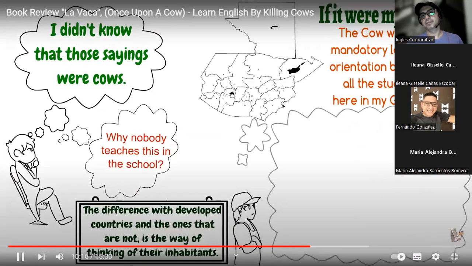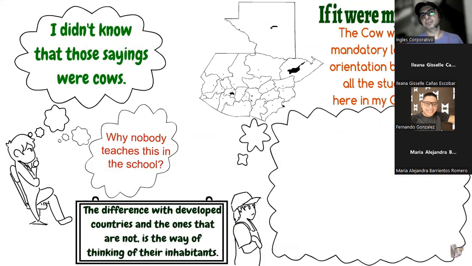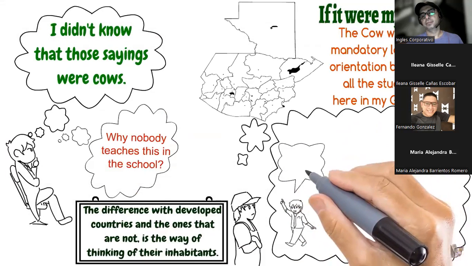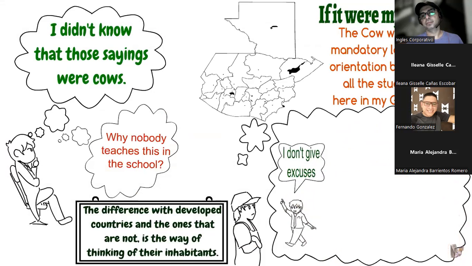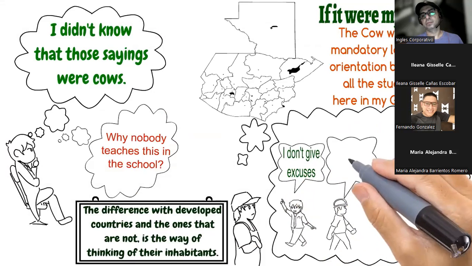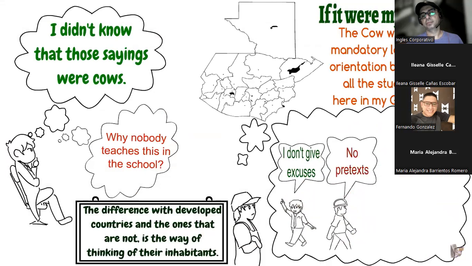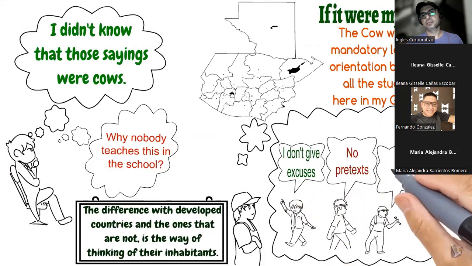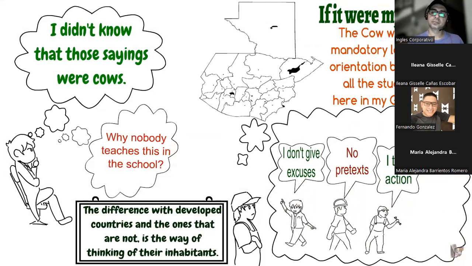Just imagine how it would be a country where all the students that are ready to get into the college have a mindset geared to kill cows. Of course, I mean excuses killers, pretext killers, and justifications killers. A country like that could compete with any other developed country in whatever thing. Difficult? Yes. Impossible? Not at all.